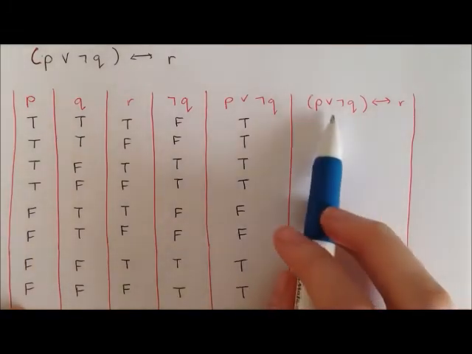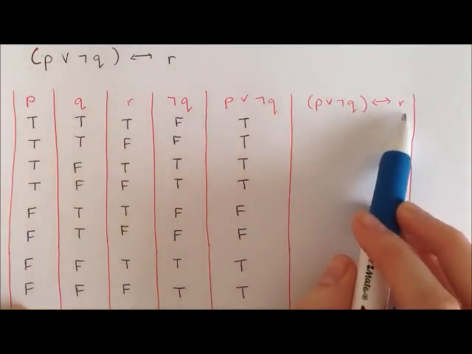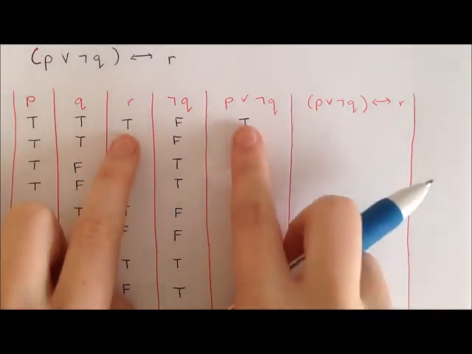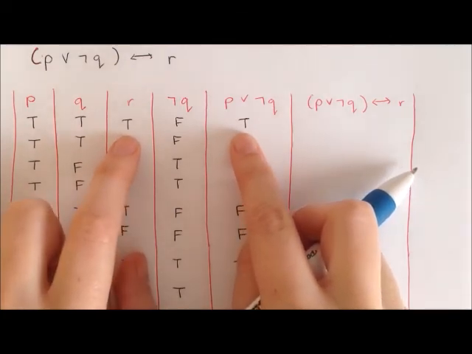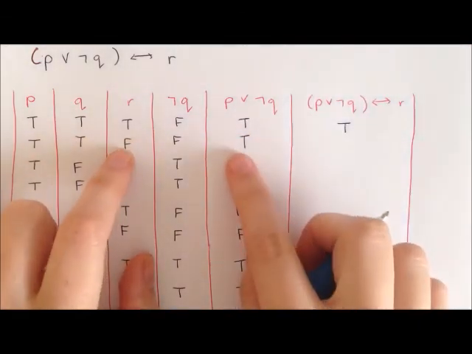Now we go over to the last column. We've got P or not Q if and only if R. So we've got our P or not Q column here, we've got our R column here. So if and only if. What we want from an if and only if is we just want a double true or a double false. If it's anything else, then it's going to be false. So double true, then we've got a true.